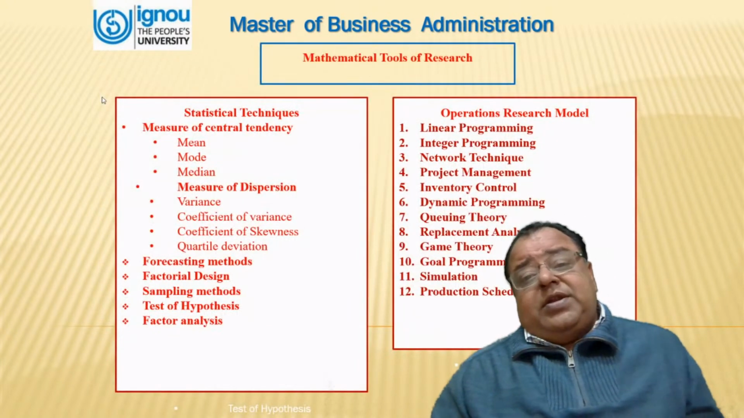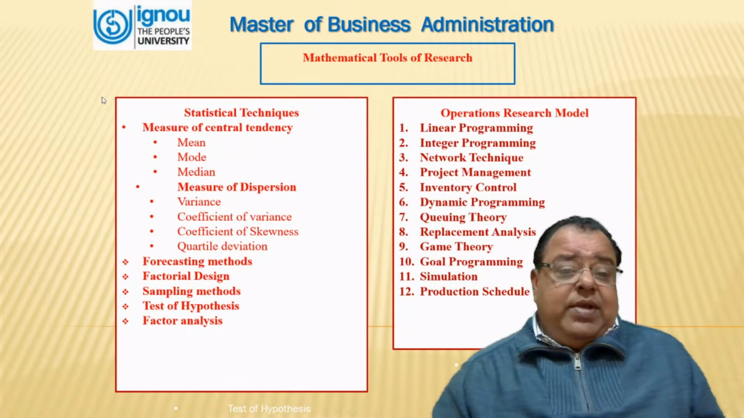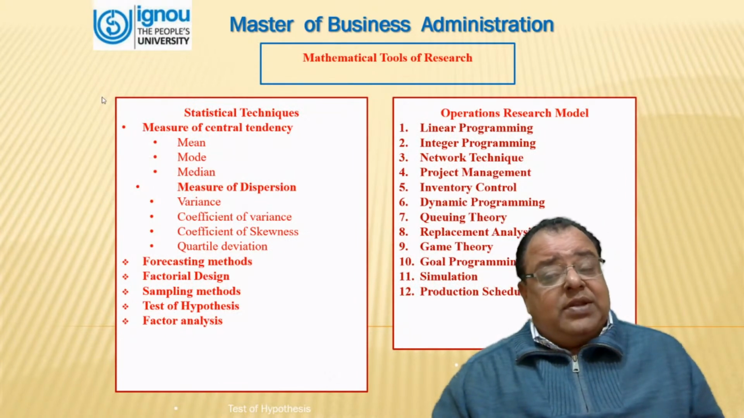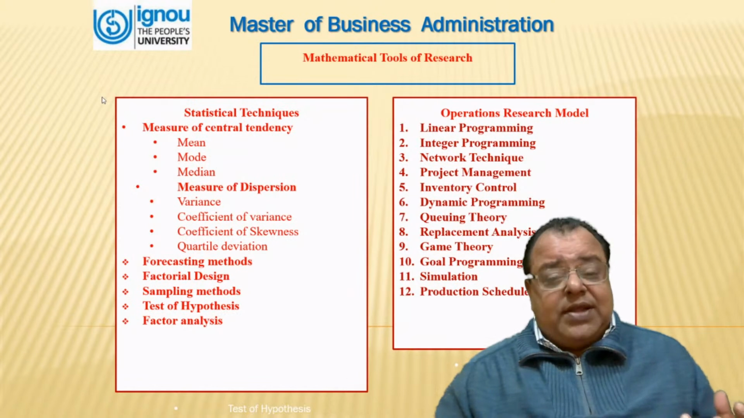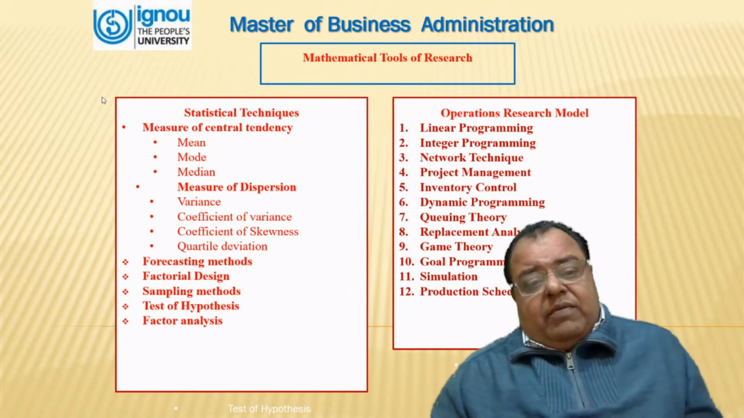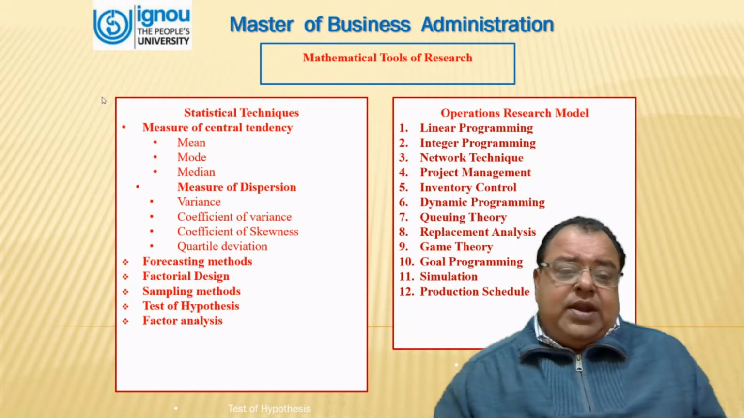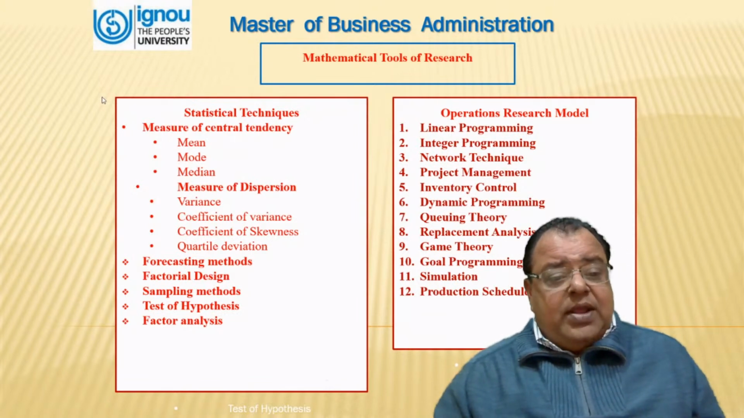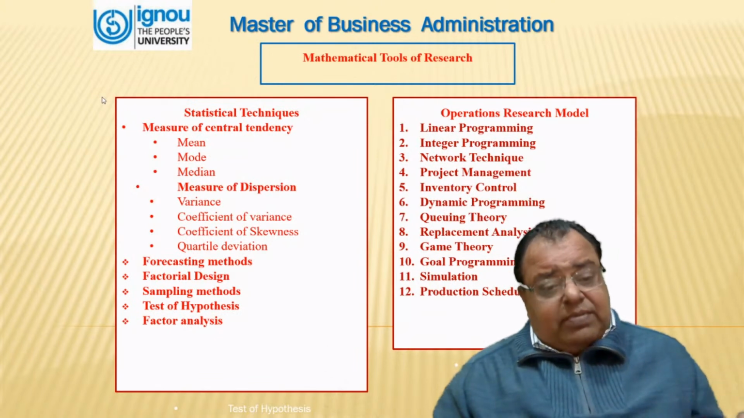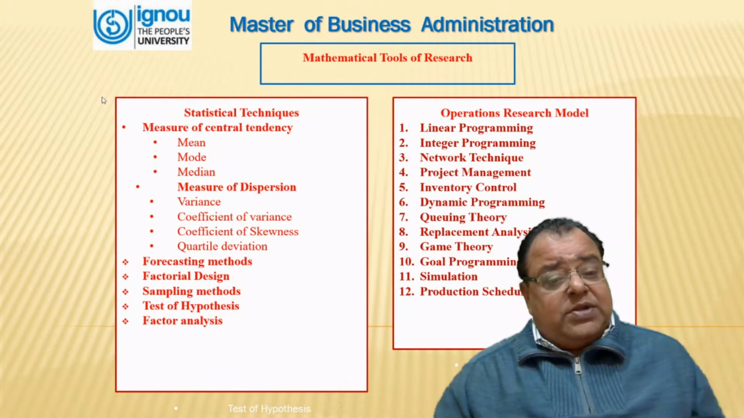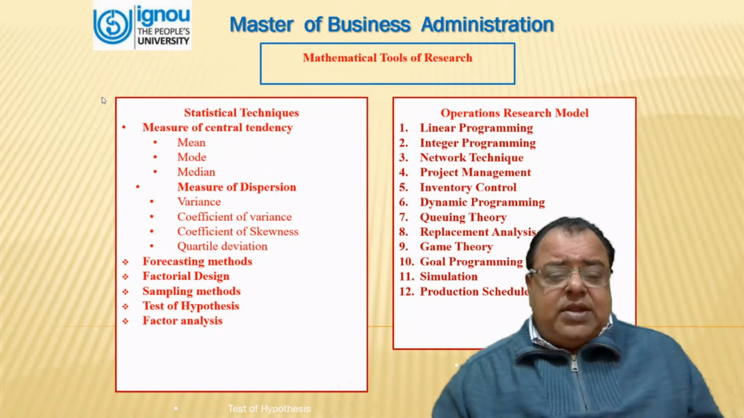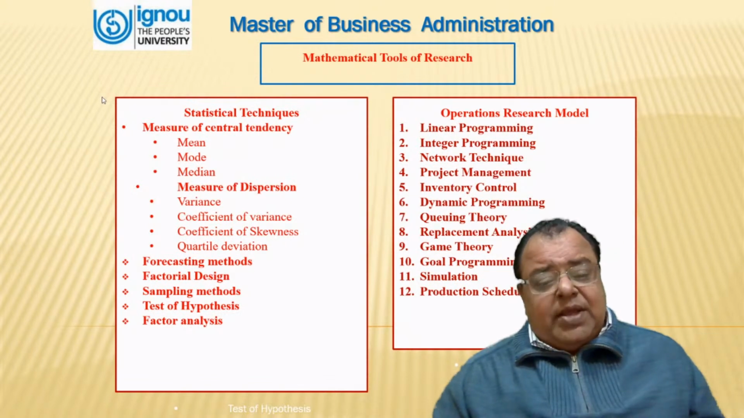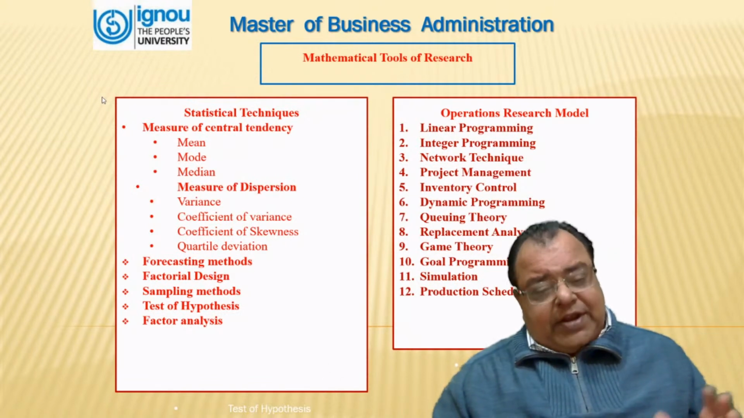What are the different mathematical tools of research? It can be a statistical technique or it can be an operational research model. If we talk about statistical techniques, here is how mathematics comes into play and how analysis is done. We have to use measures of central tendency, which include mean, mode, median. And sometimes we use measures of dispersion, which include variance, coefficient of skewness, quartile deviation. Other methods are forecasting methods, factorial design, sampling methods, test of hypothesis, factor analysis.